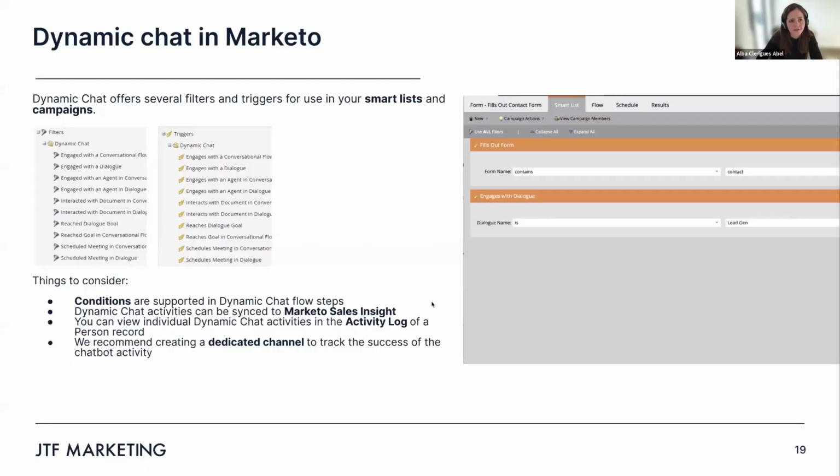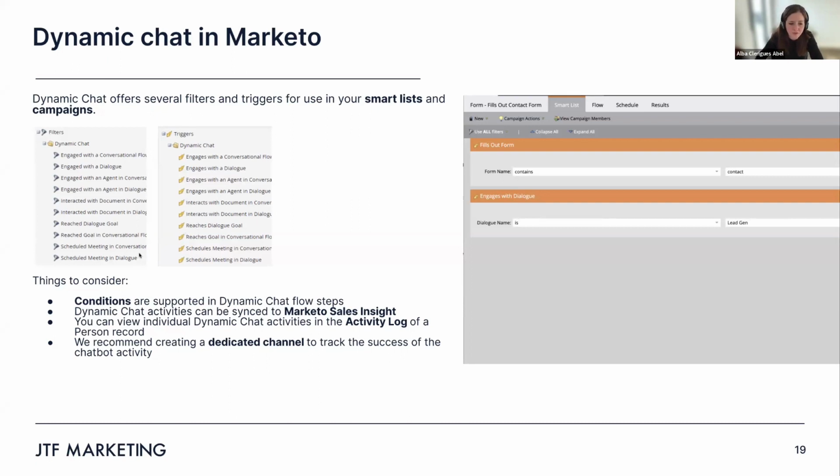And finally, regarding Marketo, here you can see all of the filters and triggers that you can use in Marketo to track the activity in dynamic chat. We recommend that you always set up a program in Marketo. We have a dedicated channel for dynamic chat where you can track if someone has engaged with the chat or if they have reached the goal. I will show you now a basic setup for the Marketo program.